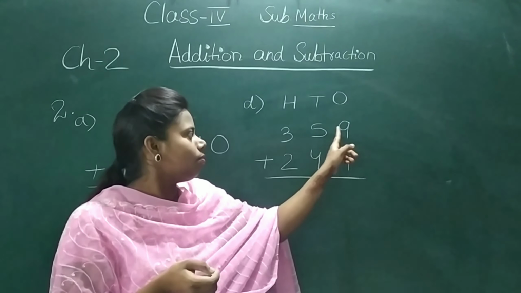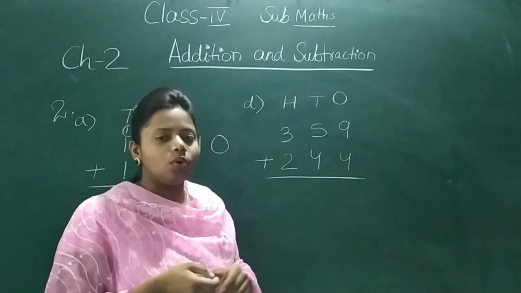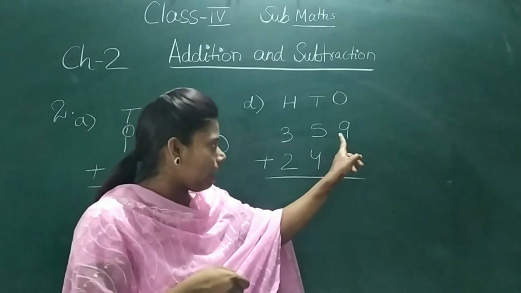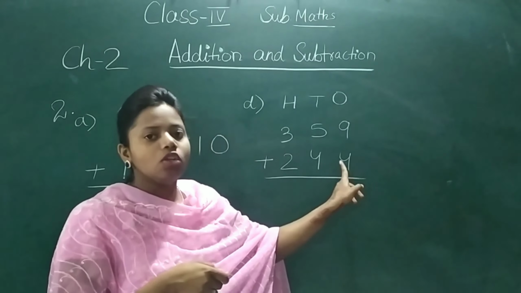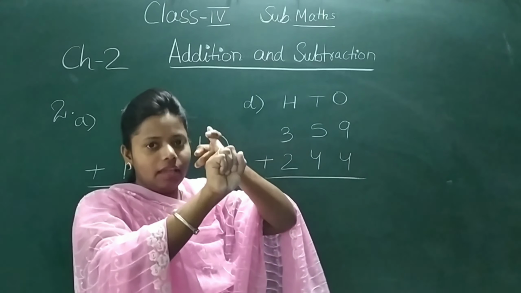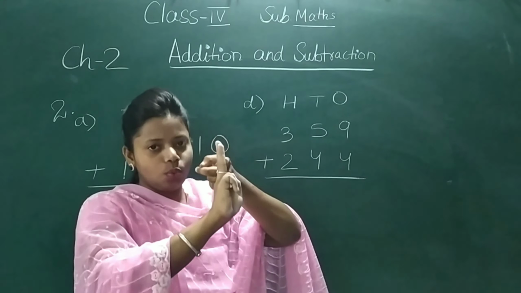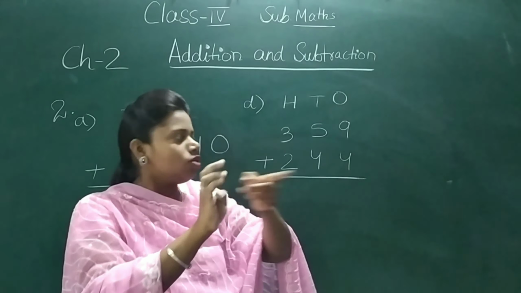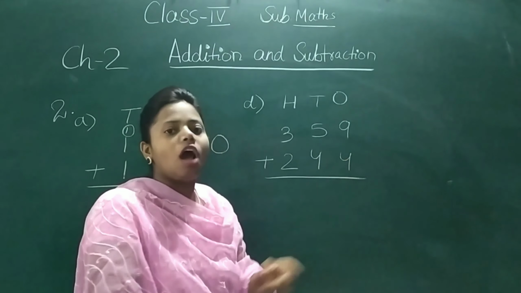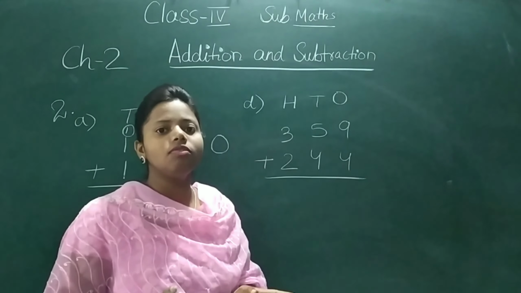Now let's start. 9 plus 4. How much will it be? See, this is 9 and we have to add that 4. So 9, 10, 11, 12, 13. So on adding 9 plus 4, how much have we got? 13.